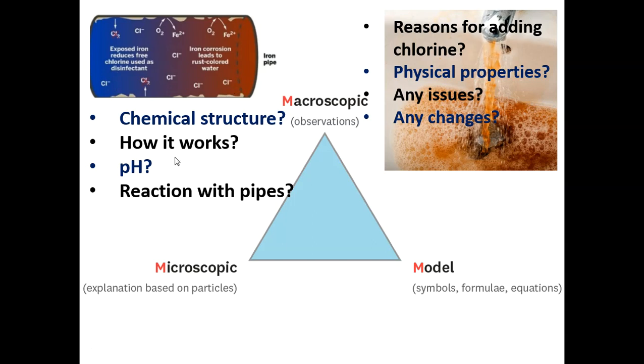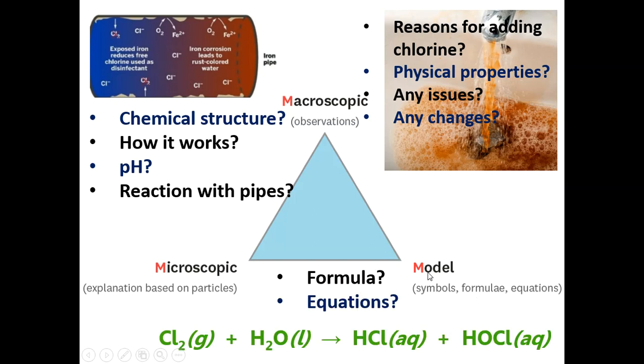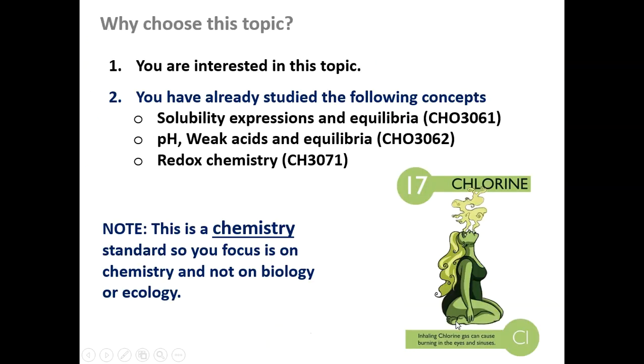So you're going to be looking at the chemical structure of chlorine and how it reacts with water. And because it forms acids, you've got to look at the pH, and therefore what are the issues with reactions with the pipes and possible other issues that could arise. And then the model, you've got to look at formulae and equations. So as you can see, we've got the acids here. You need to know the difference between a strong acid and a weak acid. So all that chemistry you do need to show.